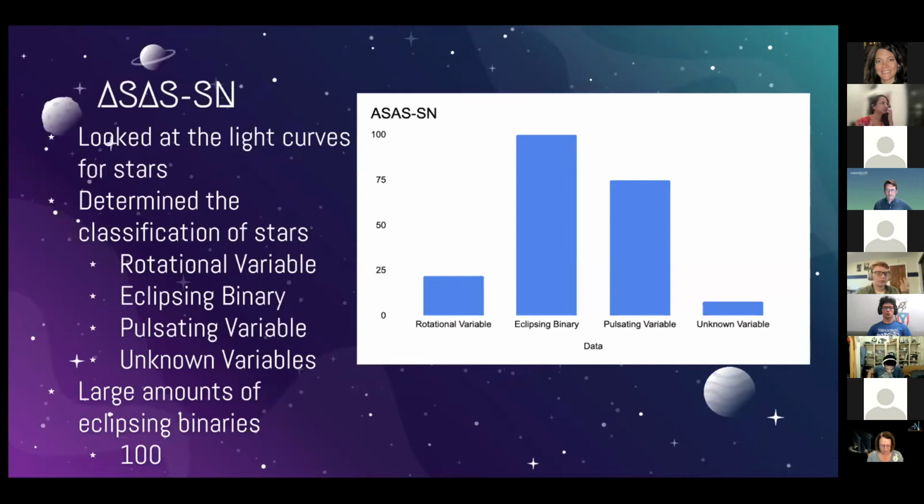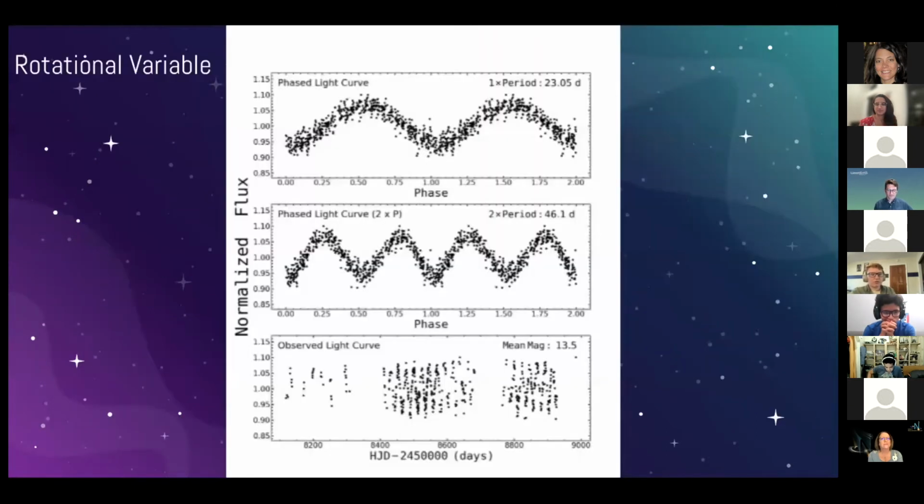There are four-ish different classifications for stars. There are rotational variables, eclipsing binaries, pulsating variables, and unknown variables. So this is an example of a rotational variable. A rotational variable is just when there is an object orbiting a star, so it makes the star's brightness go up and down pretty evenly.